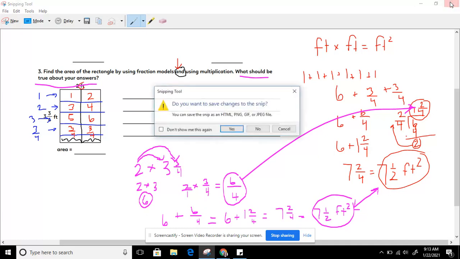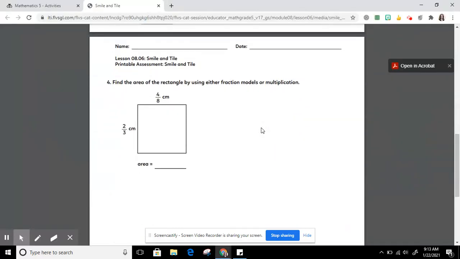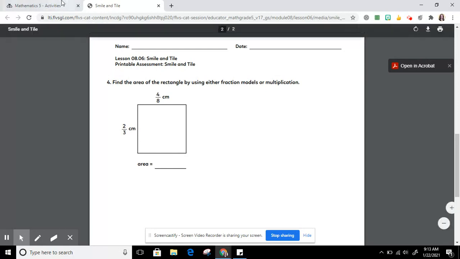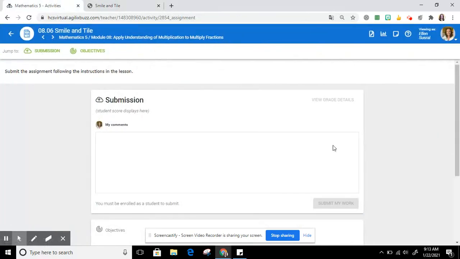Okay? All right, so then you're doing number 4, which is the same thing, but you can either do the fraction model or the multiplication. You just need to have that answer. Don't forget to have your units of centimeters squared in your answer. When you're done, boys and girls, you'll come to the submission page and you'll click on that blue plus mark and submit your work.